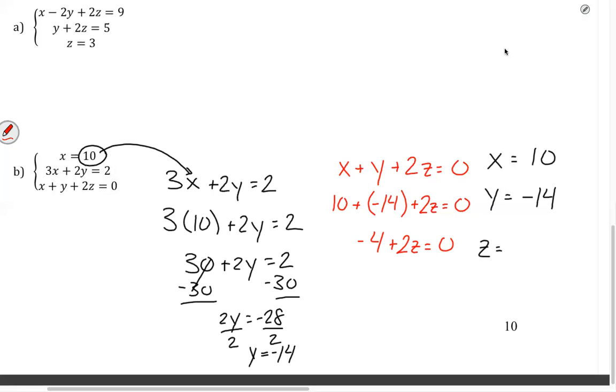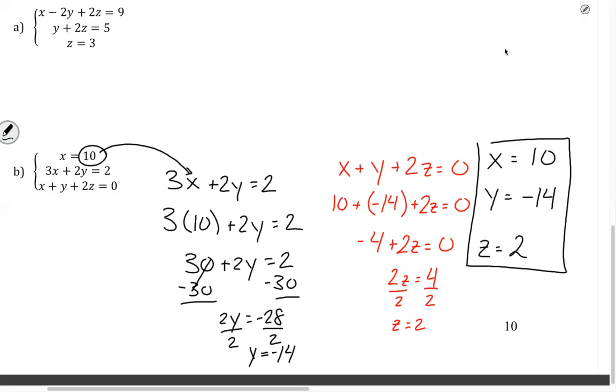Make sense? And I get 2Z equals 4. Divide by 2. Z equals 2. So this is my answer: X, Y, and Z. Got it? 3 variables. I need 3 equations: 1, 2, 3. Got it? So this is back substitution.